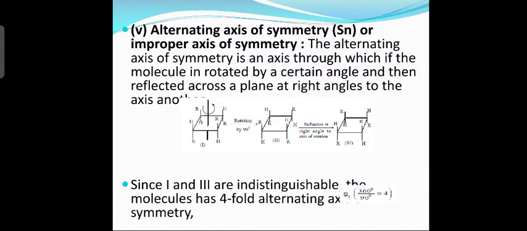Fifth one, alternating axis of symmetry, represented by SN, or improper axis of symmetry. It is also called improper axis of symmetry. The alternating axis of symmetry is an axis through which, if the molecule is rotated by a certain angle and then reflected across a plane at right angles to the axis. Now a general example has been given here.